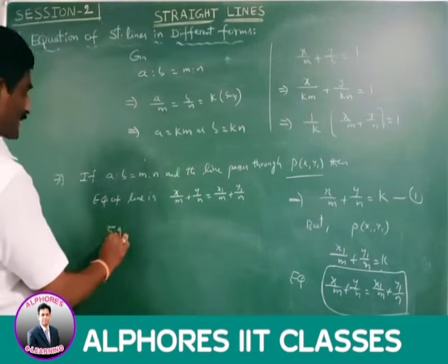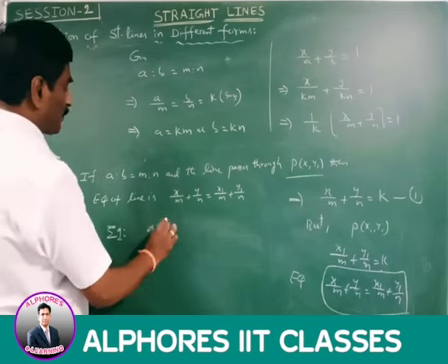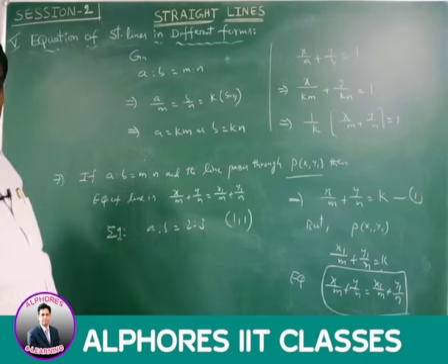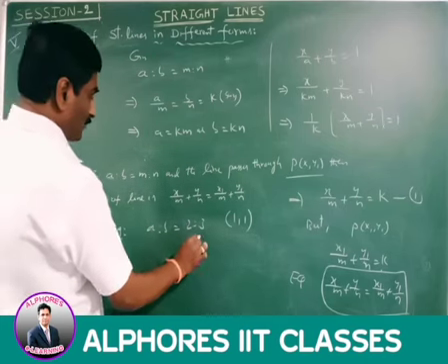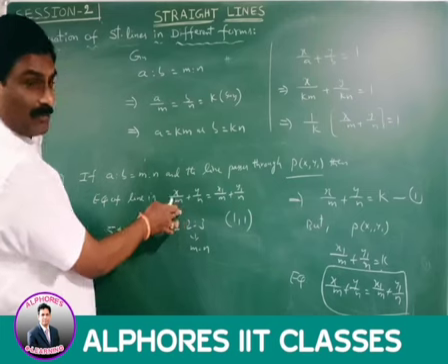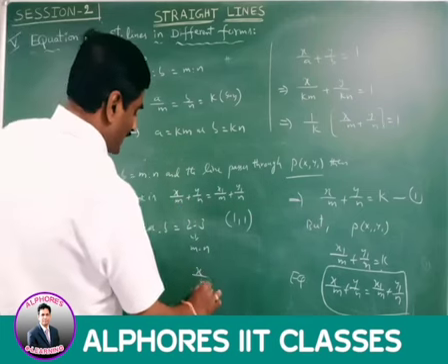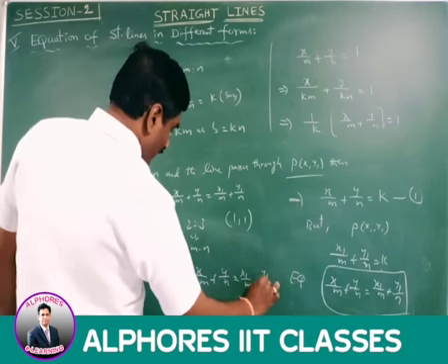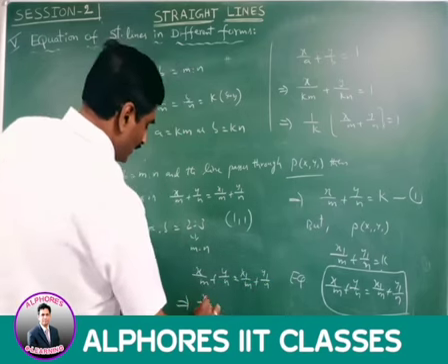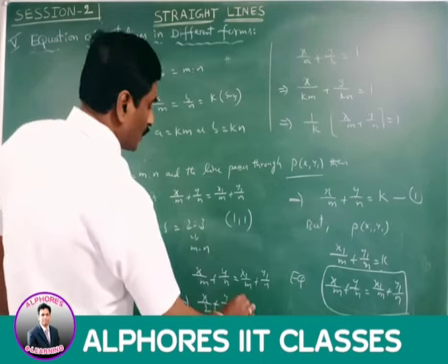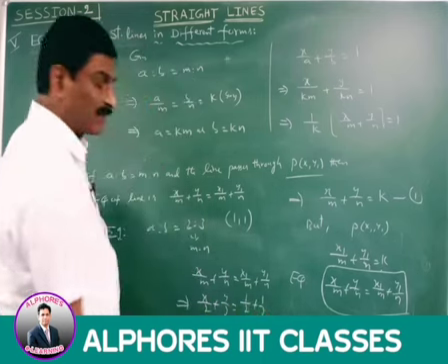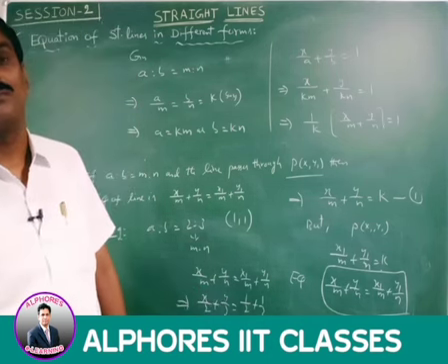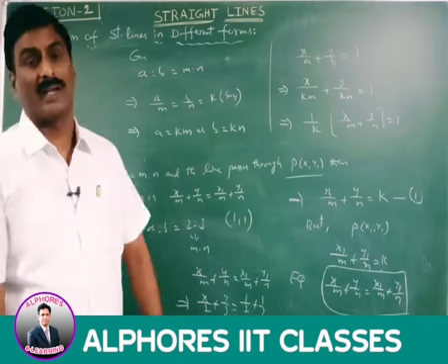Suppose the question is in this way. a is to b is equal to 2 is to 3 and the line passes through (1, 1). What is the equation of the line? Here it is in the form m is to n. What is the value of m? 2. n value 3. So the equation of the line is x by m plus y by n is equal to x1 by m plus y1 by n. Substitute these values. That means x by 2 plus y by 3 is equal to 1 by 2 plus 1 by 3. After simplification, we get 3x plus 2y is equal to 5. That is the answer. It is the shortcut method. Very important method.